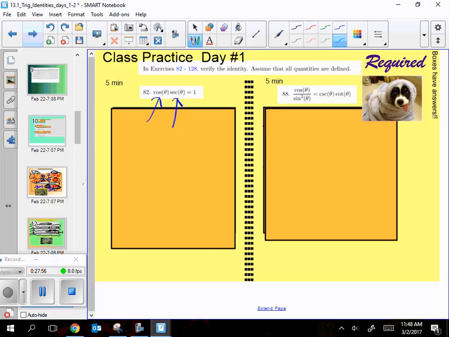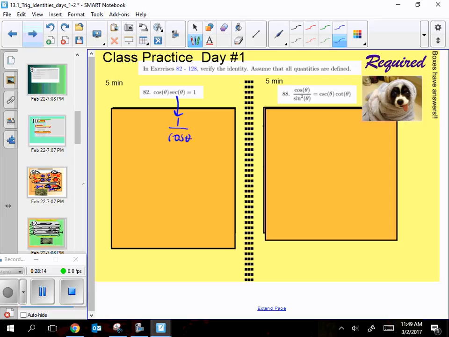All right, so of these two, obviously that's a more complicated side. Can you tell me something I could swap out? I can take this out and I can put that in. Which one's 1 over cosine? Secant is 1 over cosine. I agree, and there was another way to do it too, but I'm going to start with that way. Secant is 1 over cosine.